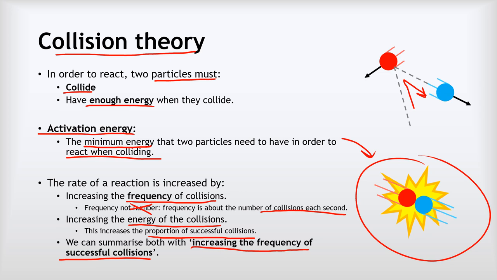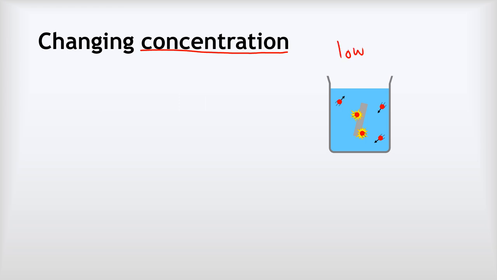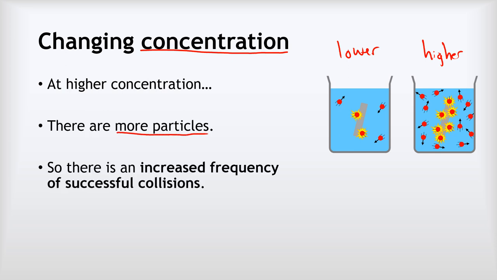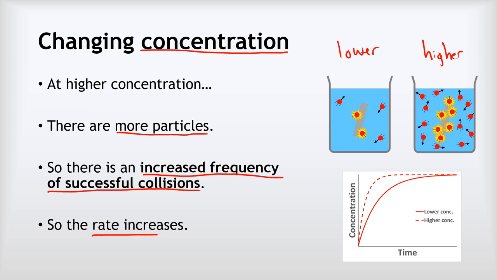So let's see some of the different factors that affect this. Factor number one is changing the concentration. By concentration, we're talking about the number of particles in a given volume. For example, here we've got a low concentration of red particles, and here we've got a higher concentration of red particles. Now, what we can say then is at higher concentration, there are more particles. So there is an increased frequency of successful collisions, and so the rate of reaction increases.